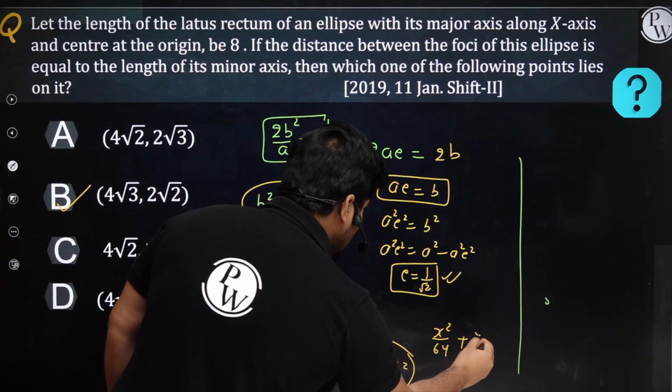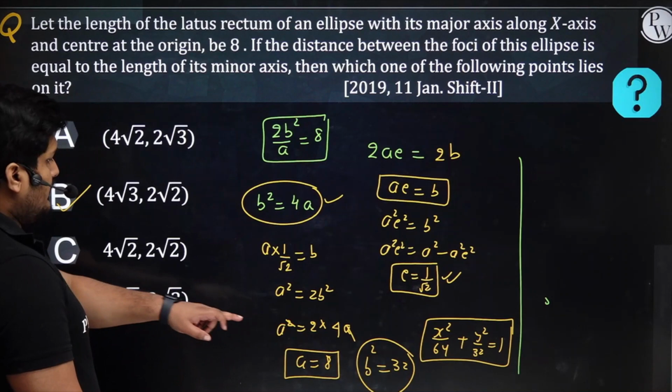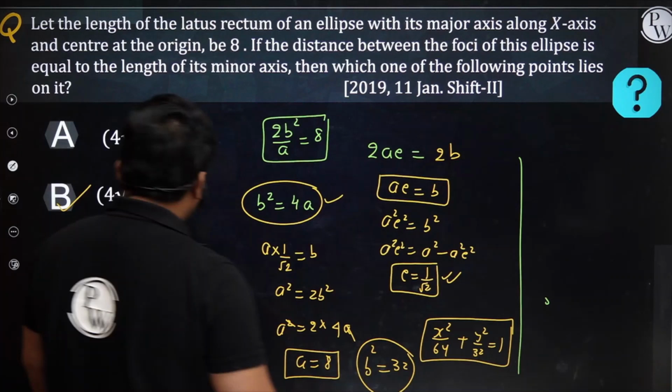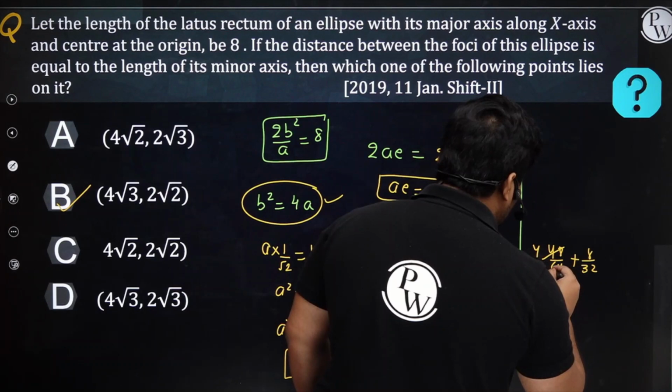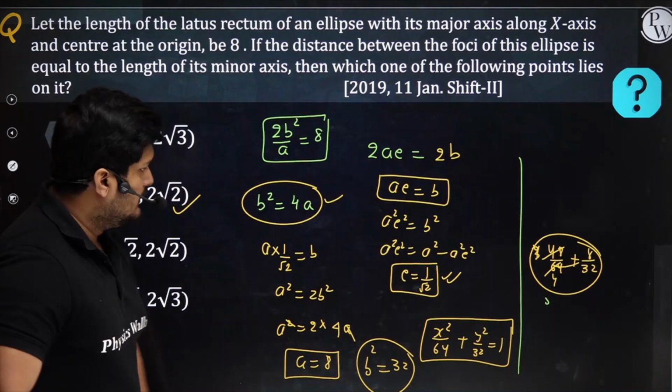And if you put the points, guys, you see 48 by 64 plus this is 2 root 2, 8 by 32. So is it satisfying now? So 16, 3, right? It is satisfying now. It is correct. So this is the point. So that's it. Using this info, you have to find out the relation between a and b and you have to find out the eccentricity. That is all. Moving on.